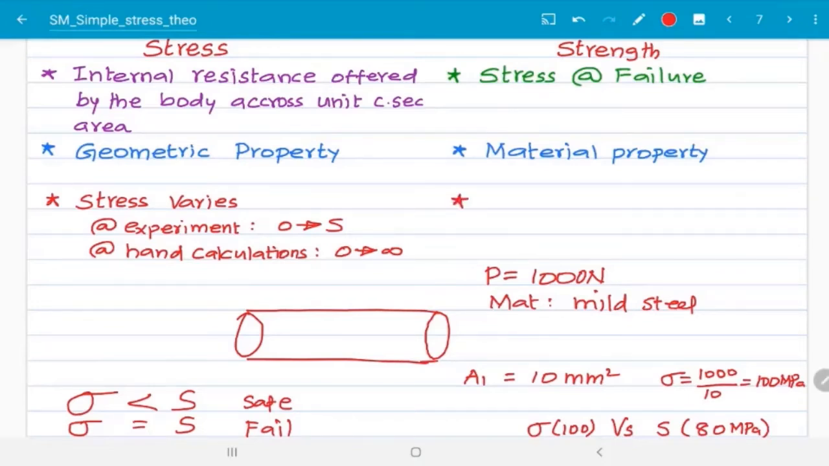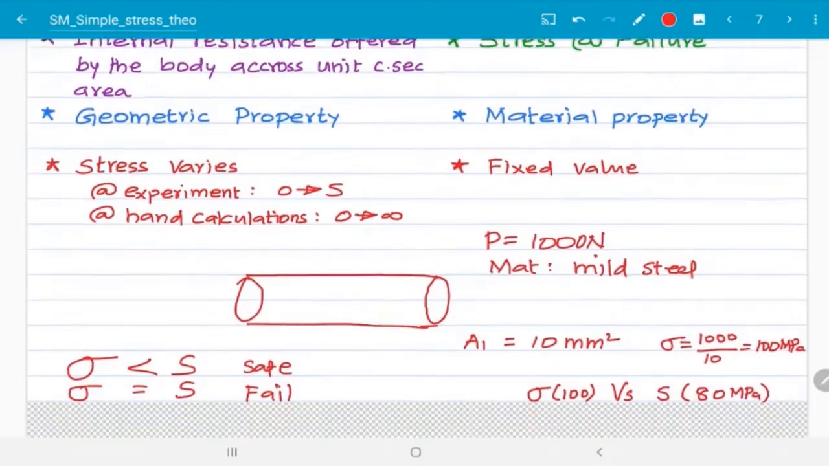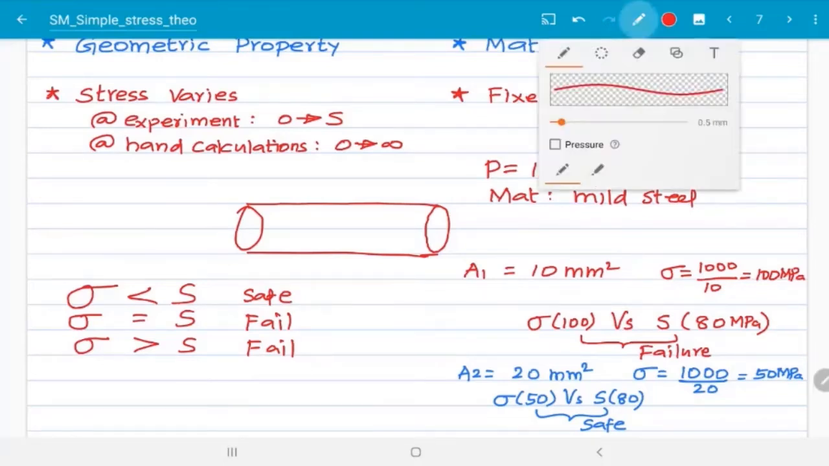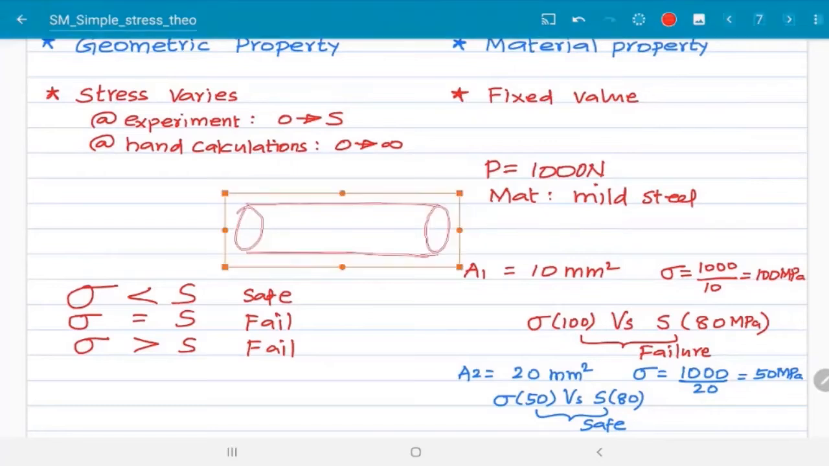Right? What about strength? Will it vary or not? No, sir, it will not vary. Strength is a fixed number. Okay, right. Now, to take a decision, you compare two values, right? Stress and strength. Who gave the value of stress? Tell me, who gave the value of stress?